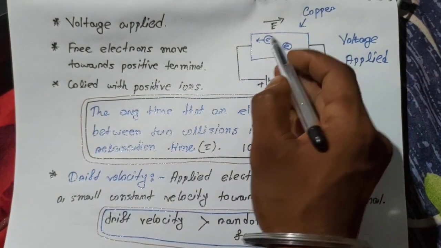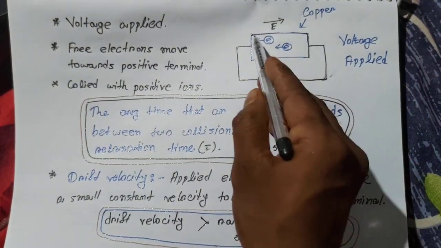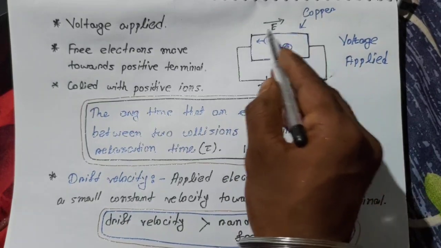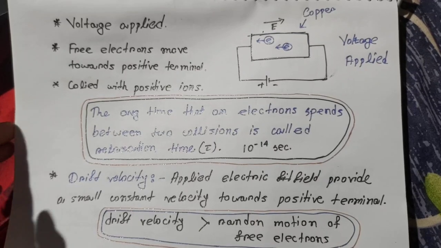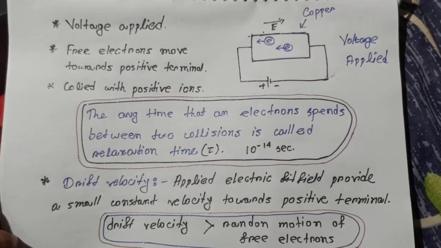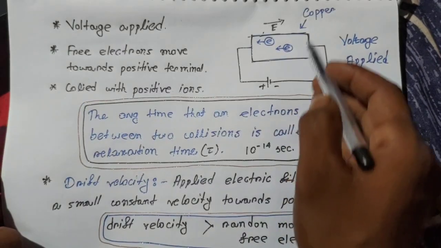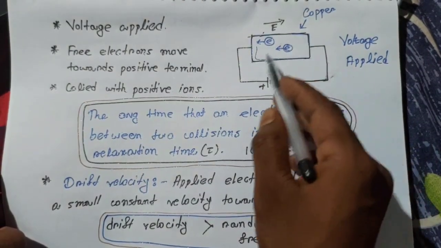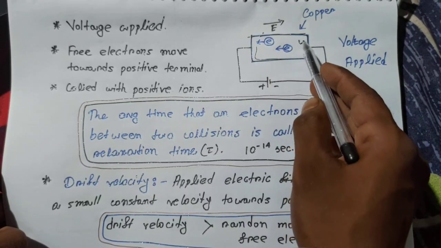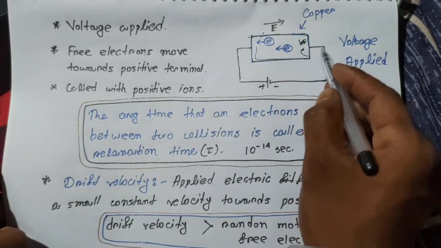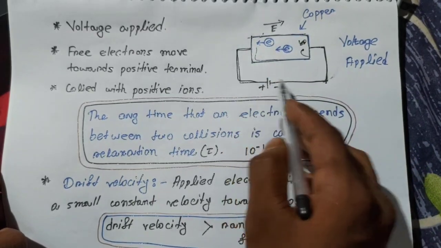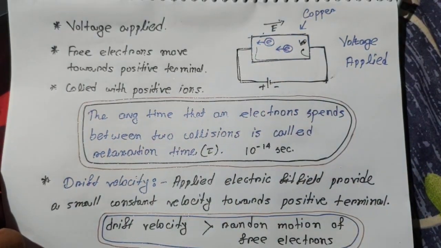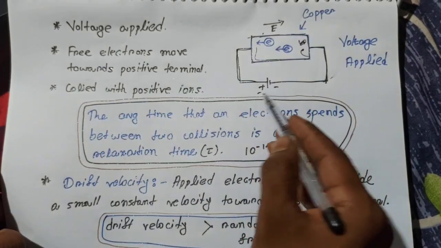So now here we have assumed one copper wire. Okay, copper is a good conductor of electricity. We have assumed there is one copper wire, this one, and a voltage or potential difference is applied to it. Okay, this one positive and negative.